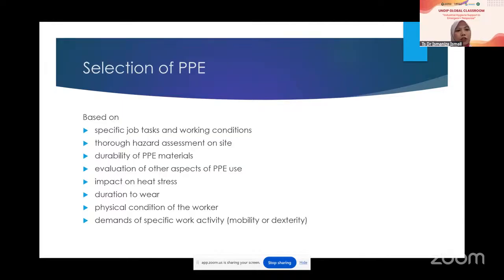Choosing PPE is not just wear any gloves. Okay, plastic gloves, PVC gloves, nitrile gloves. It's not as simple as that. We must consider heat. We must consider comfort, dexterity, okay, in terms of whether you need to grip or not, the duration that you need to wear it, okay. So if it is too thick, you cannot work. Yeah, it's hard for you to hold items, to grip items.